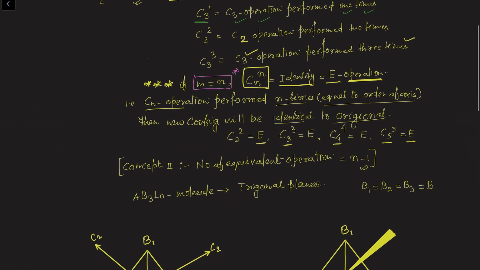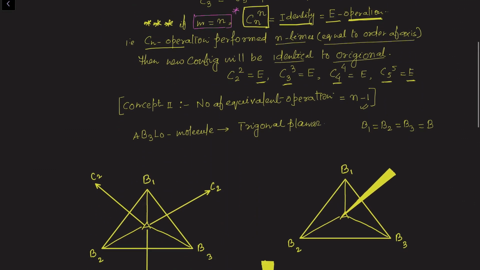Concept number 2: What is the meaning of the number of equivalent operations? How to calculate the total number of equivalent operations? There is a formula, n minus 1, right? Now the question is how to apply this concept in any type of molecule.